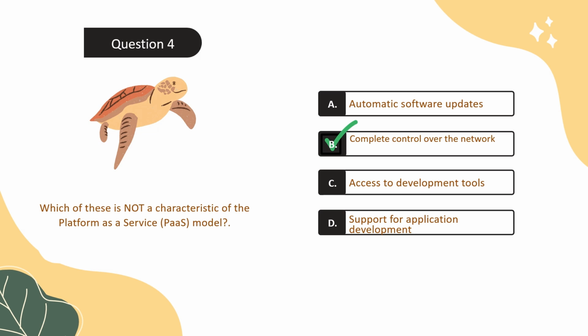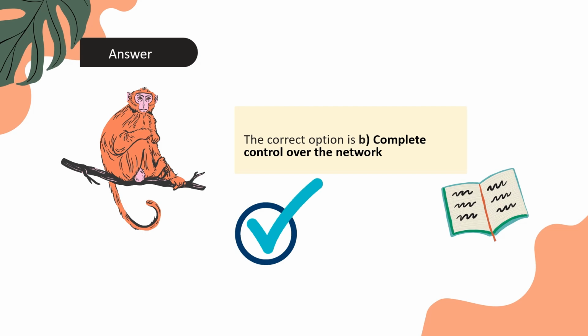Question 4, which of these is not a characteristic of the platform as a service model? Option A, automatic software update. Option B, complete control over the network. Option C, access to development tool. Option D, support for application development. So the correct answer is complete control over the network is not a characteristic of platform as a service. So the correct answer is option B, complete control over the network.